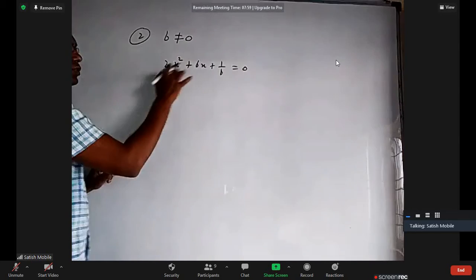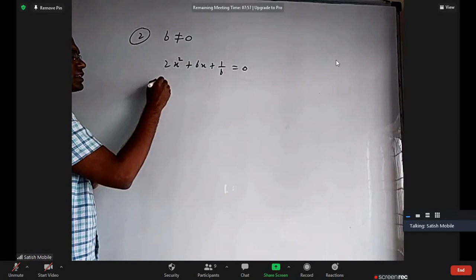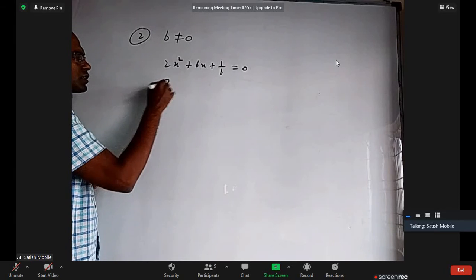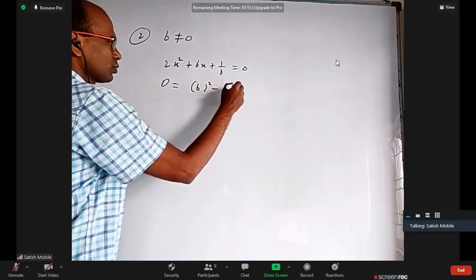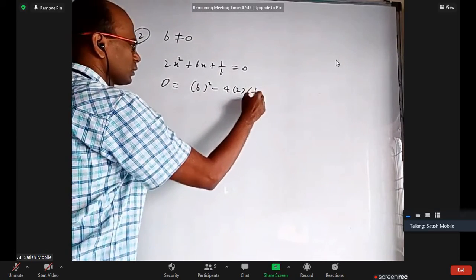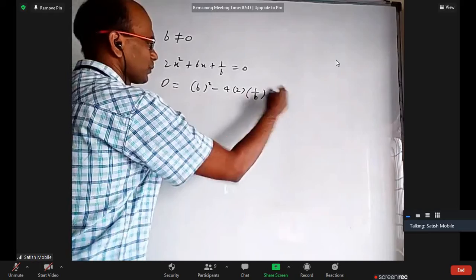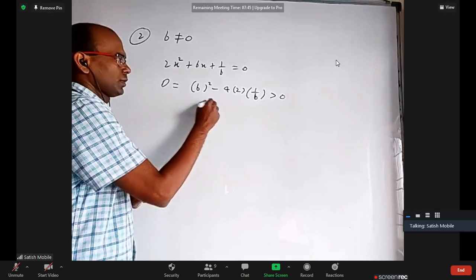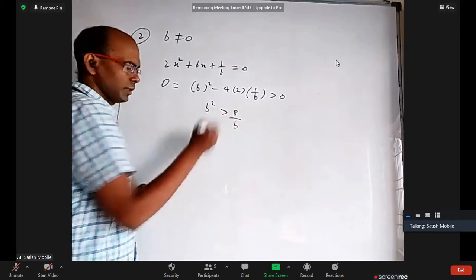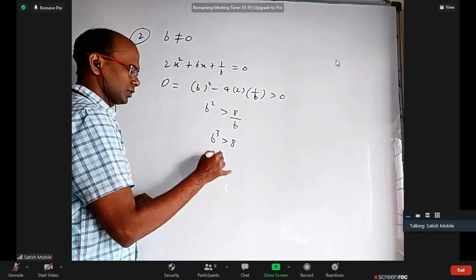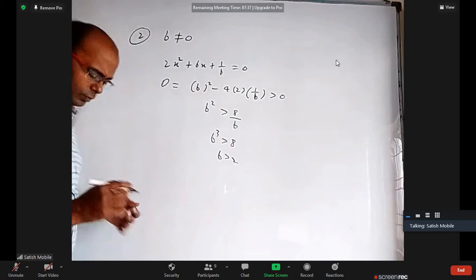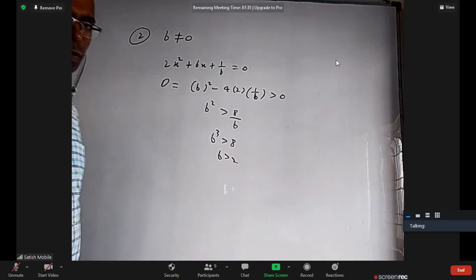Okay. This should have 2 distinct real roots, means for this the discriminant D should be greater than 0, which is b square minus 4 into 2 into 1 by b should be greater than 0. Okay, b square is greater than 8 by b. I can bring b this side and write b cube greater than 8 and b greater than 2. Is it okay?